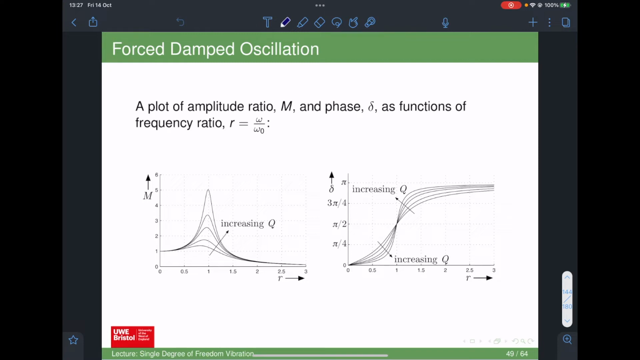But as you approach resonance, so my driving frequency is now equal to the natural frequency, you get this big peak. That's because you're exciting the system at the frequency it wants to move at. You're exciting it at resonance, and that can lead to problems. It depends on how much damping you've got. You can see the more damping you add, the lower that peak will be. If there's no damping, it all goes up to infinity, which is what we saw with the undamped system.